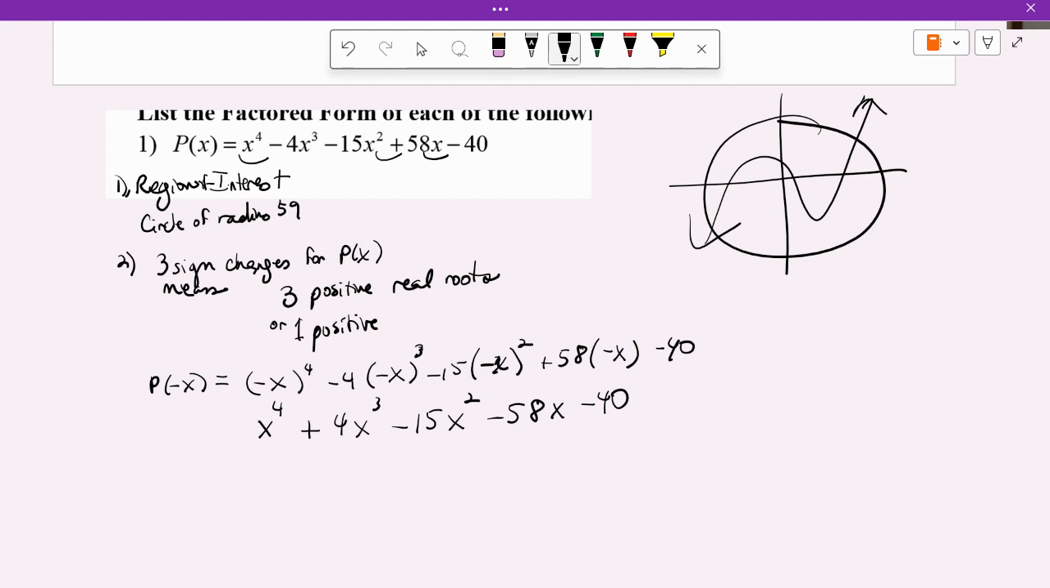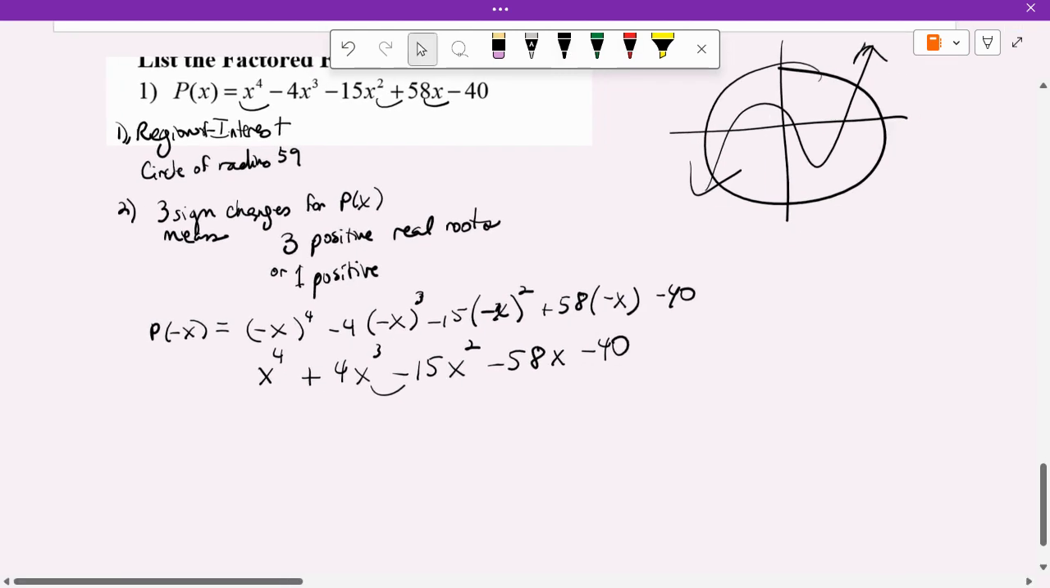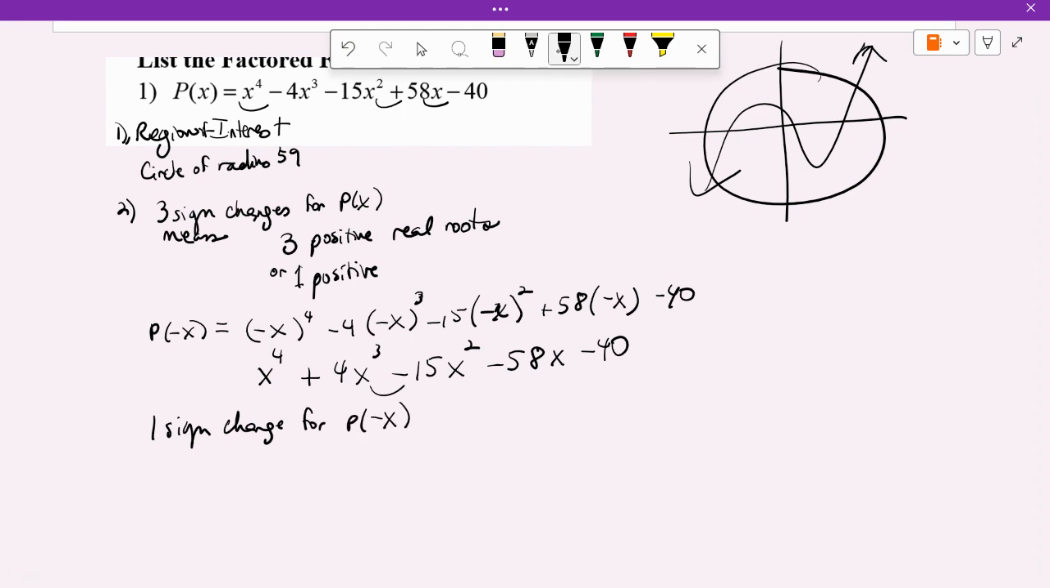How many sign changes do y'all see? I just see 1. Does everybody see 1? Okay, so what that means is 1 sign change for P of negative X means 1 negative real root, or less than that by an even number. I keep saying that, or less than that by an even number.